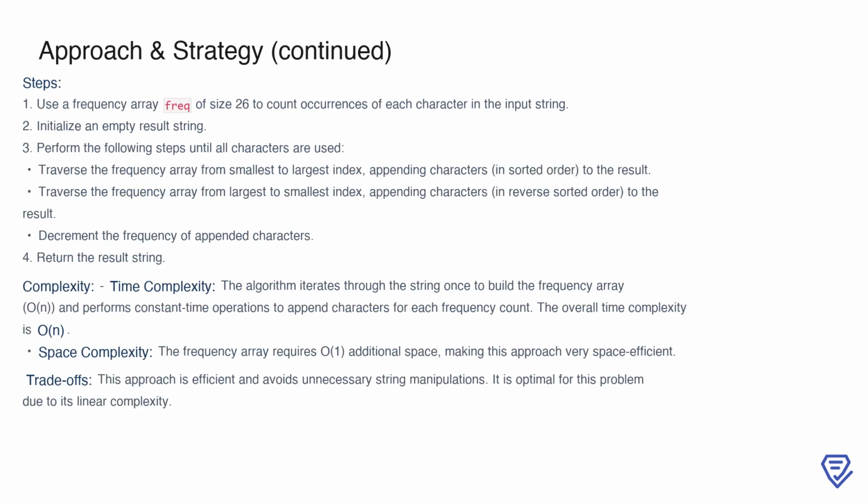In the optimized approach, we start by building a frequency array of size 26 to count the occurrences of each character in the input string. This array essentially acts as a histogram, where each index corresponds to a letter from A to Z.